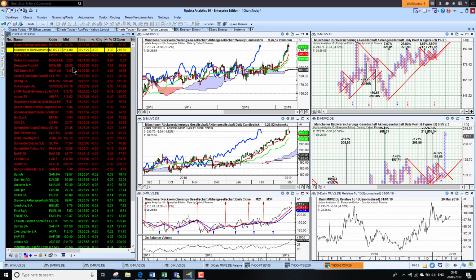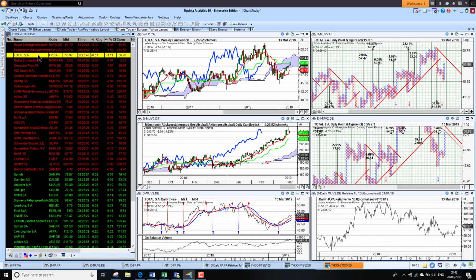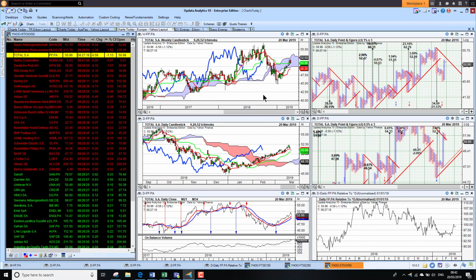We've got the DAX down 1.3%. But that chart's still looking absolutely incredible. Total Group down 1%, but again, the chart looking pretty good.